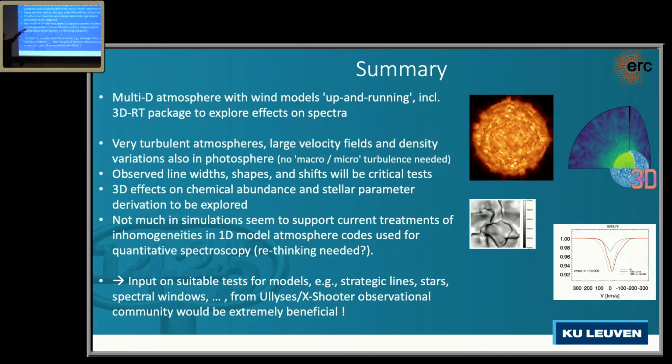The observed line widths and shapes will be critical tests for the models. 3D effects on chemical abundance and stellar parameter derivations are to be explored. I already mentioned the effect on surface gravity, for example, that will certainly be a systematic. And not much in these simulations seems to support the current treatments of inhomogeneity, what we call clumping, in the 1D model atmosphere code. So here we might have a rethinking needed, if you ask me.